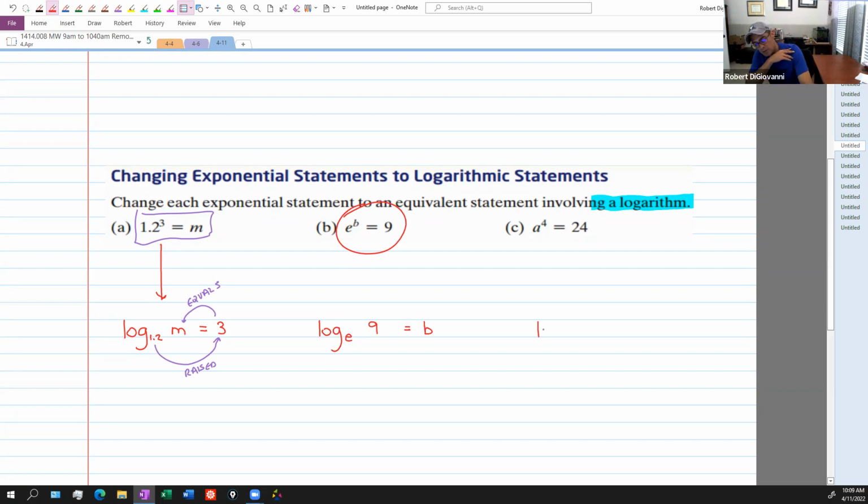Second one, or third one, I should say. I have a log. Here the base is A, right? I'm raising A to the 4th power, so 4 goes here, and then 24 goes there. Make sense? Exponential to logarithmic.